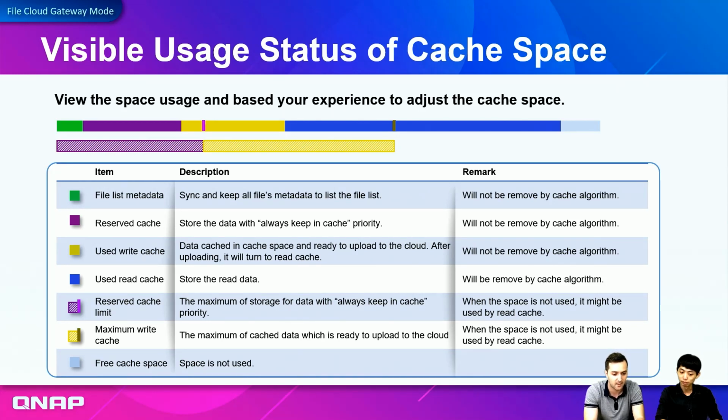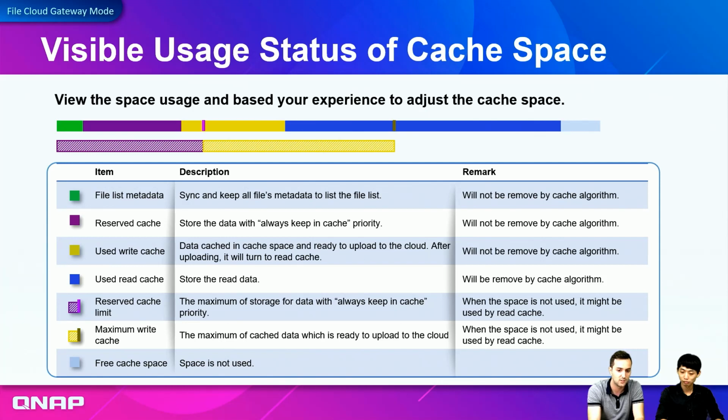And we have the blue one where we store the data, so this is the used read cache, and we also have on the lower end the reserve cache limit, and on this one the maximum storage is always keeping cache. So when the space is not used, it might be used by read cache, right? Yes. It is flexible, and it can actually scale. So it is very flexible.